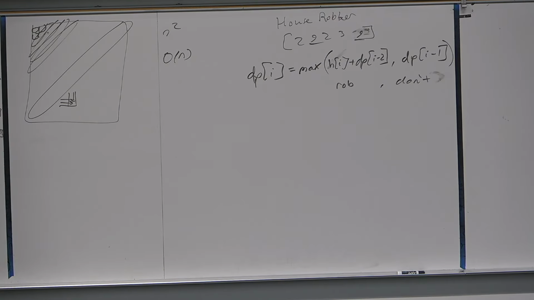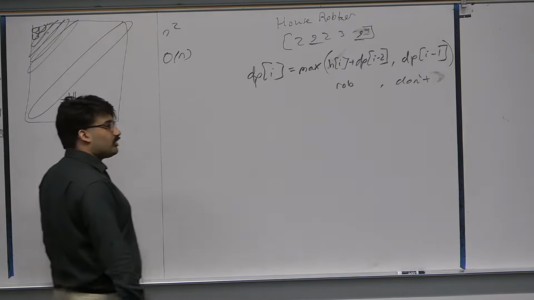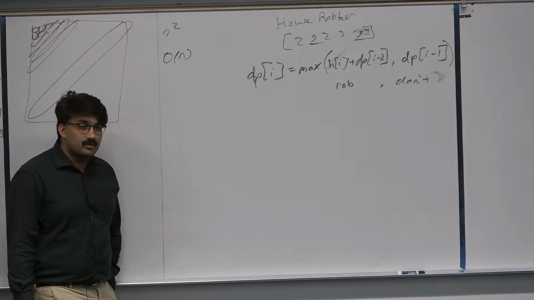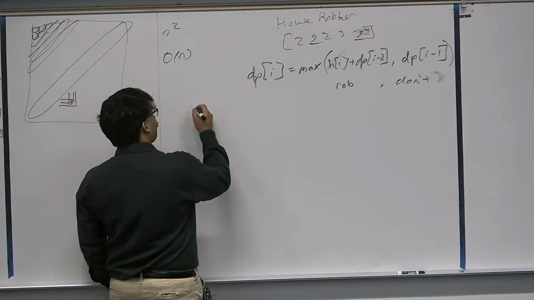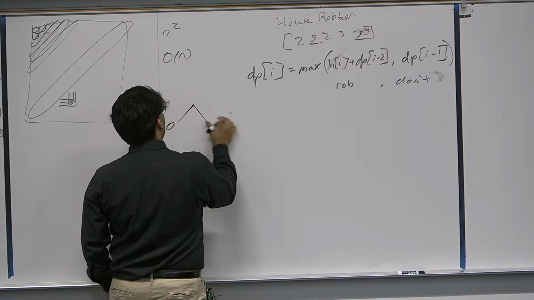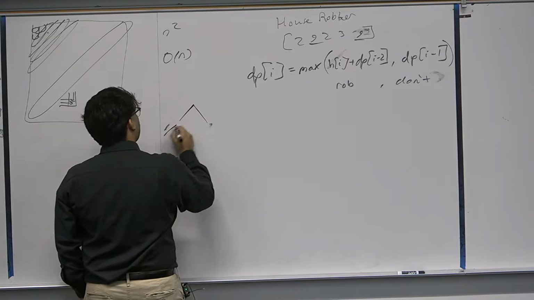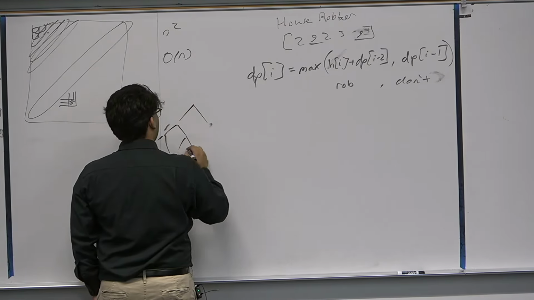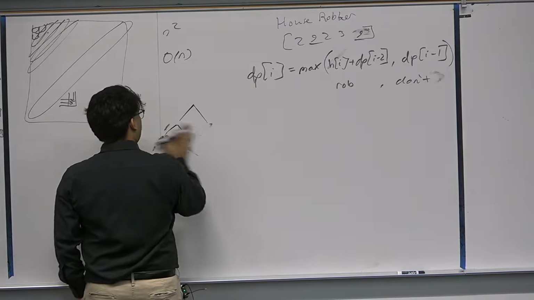Suppose you're not given the houses in a linear fashion. Suppose you're in a subdivision. And what is the best way to represent adjacency in a subdivision if not a binary tree? Suppose you're given a binary tree, perhaps full, perhaps not. Okay? Let me do this better, okay.